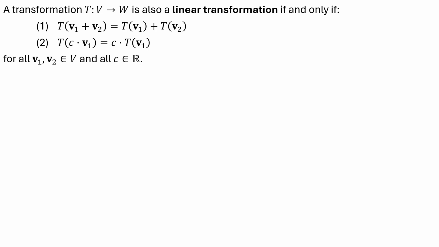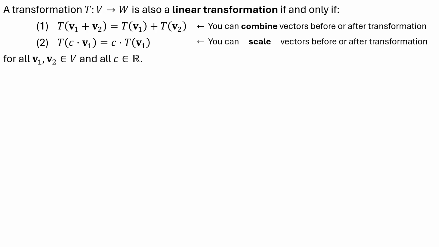Let's analyze these rules for linearity a little bit more. The first rule is additivity. This just means you can combine vectors before you transform them or after you transform them, and you will get the same result. The second rule is homogeneity, which means you can scale vectors before or after the transformation, and the result is the same. The order of operations does not matter.